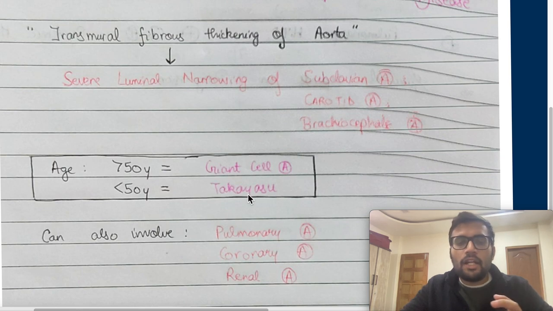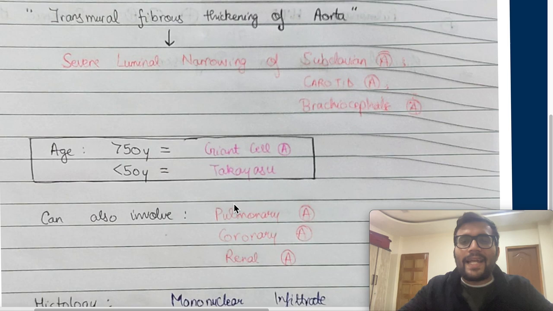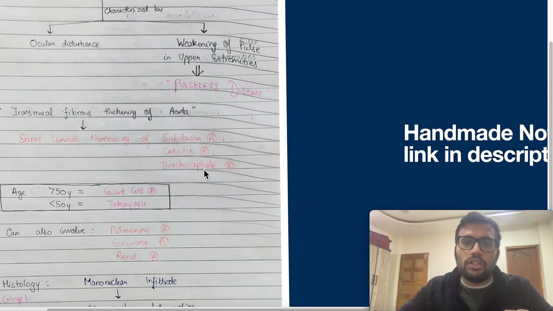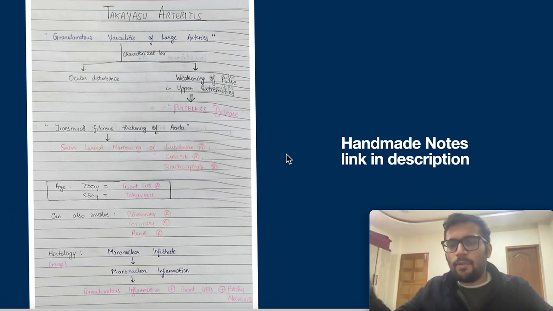Also, it can involve many vessels. It is not restricted to these vessels only, so it can involve any vessels and lead to symptoms accordingly. Like if the pulmonary artery is involved, this will lead to pulmonary hypertension, right? So it can also involve these kinds of arteries. This is what you need to know. Now we will see the histology. I hope these basics are clear. Just remember similar features to temporal and then some differentiating features.